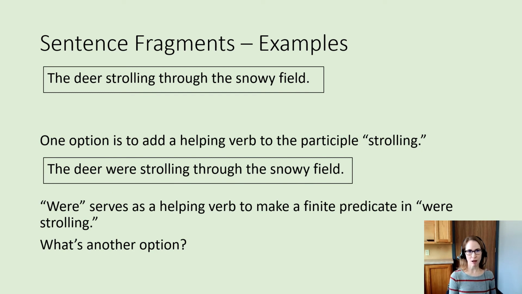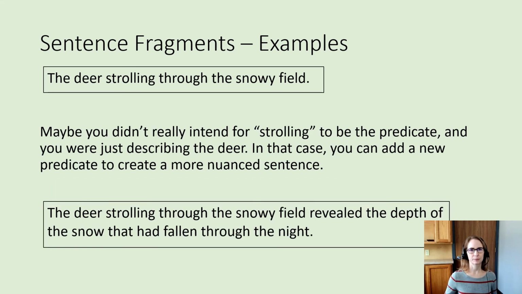Again, we have multiple options. One is to add a helping verb to the participle strolling. So we can say the deer were strolling through the snowy field, and were serves as the helping verb to make a finite predicate in were strolling. But that's not our only option. What's another one? Well, it's possible that you didn't really intend for strolling to be the predicate and you just wanted to describe the deer. In that case, you can add a new predicate to create a more nuanced sentence. So for example, you could say, the deer strolling through the snowy field revealed the depth of the snow that had fallen through the night.